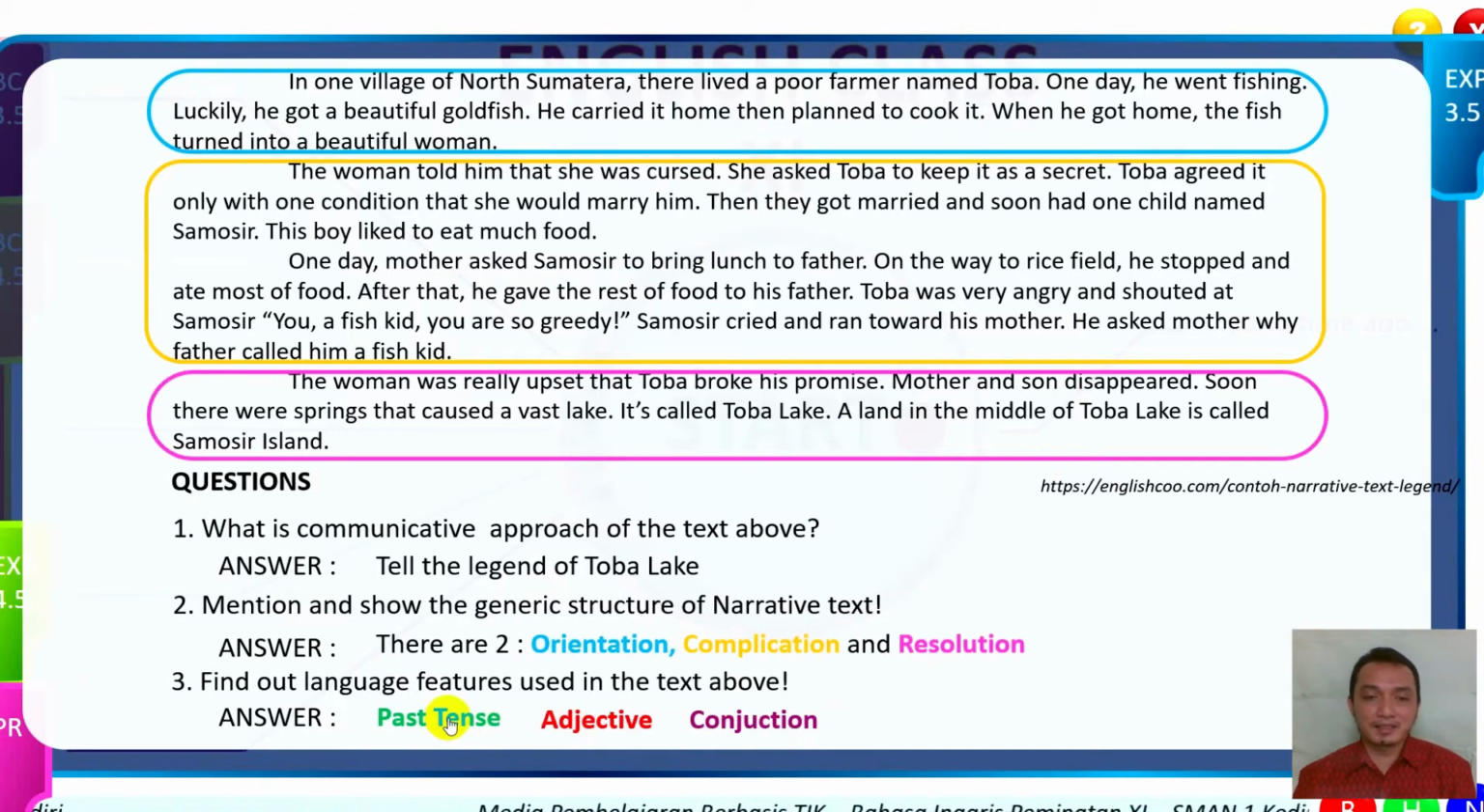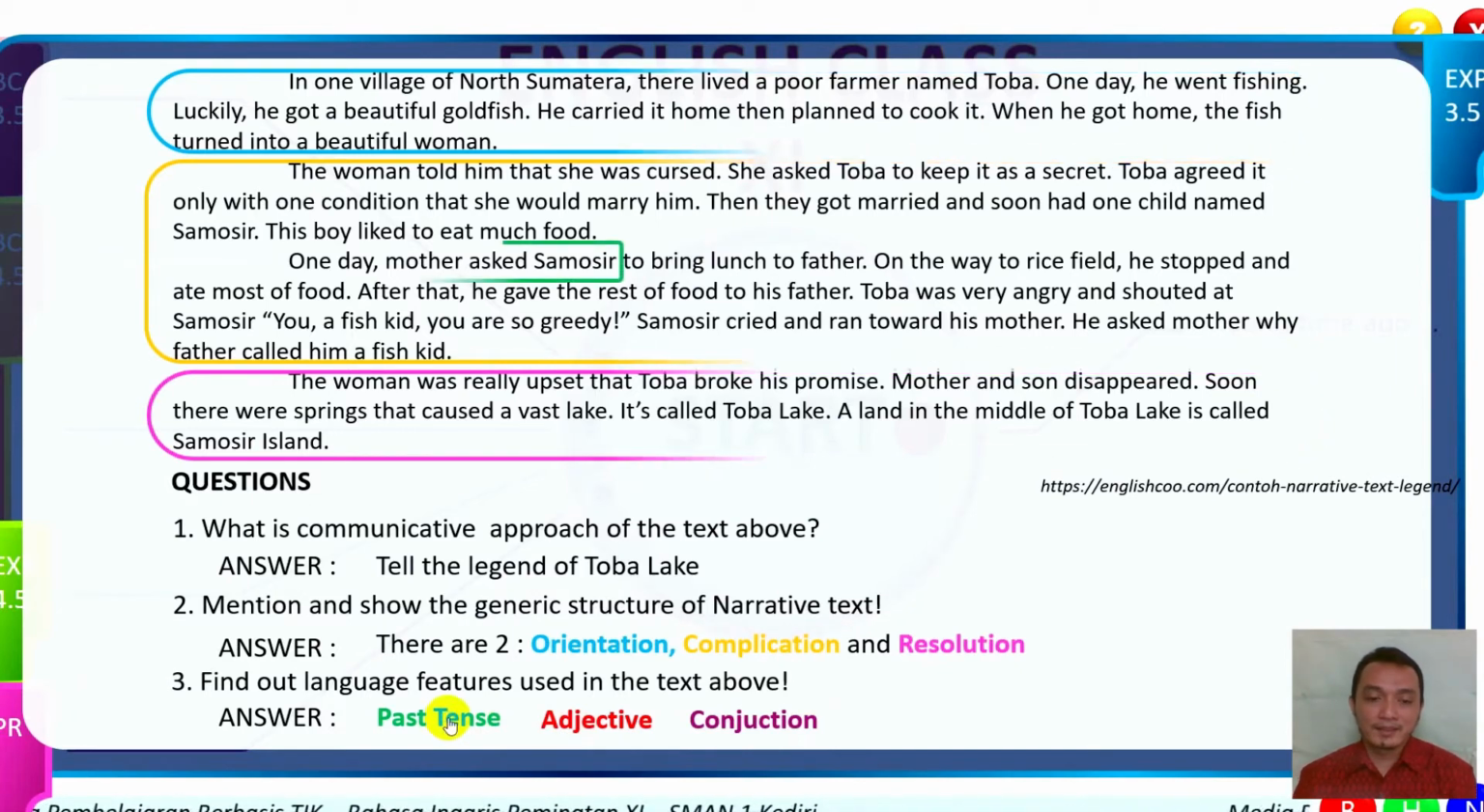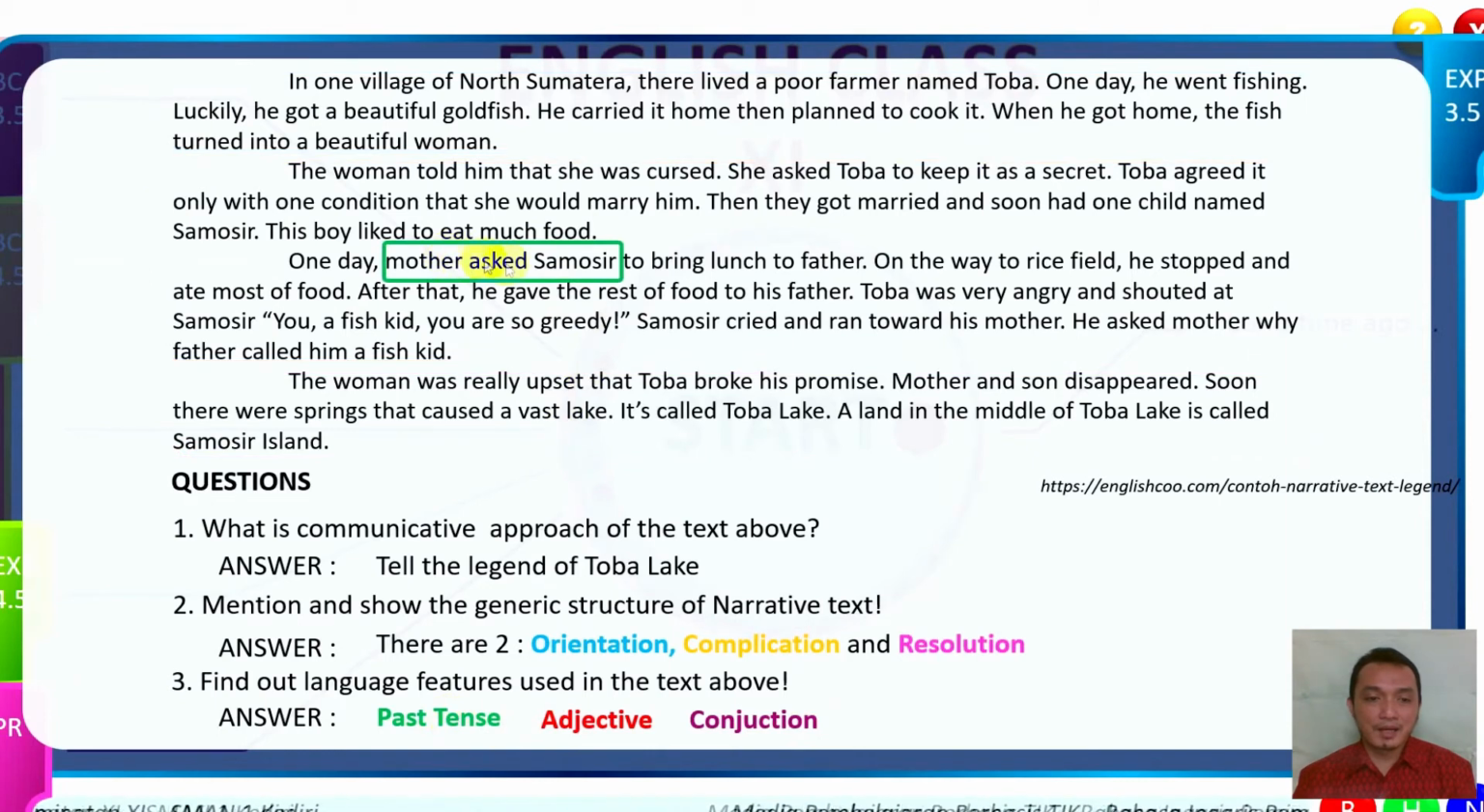Some examples of past tense that happen in this story: past tense is "mother asked samosa." It is only one, but you can find others, like "he carried it home," "when he got home," and then "he asked mother, many." So most of the tenses used in the narrative text is past tense, not the present as well as the future.